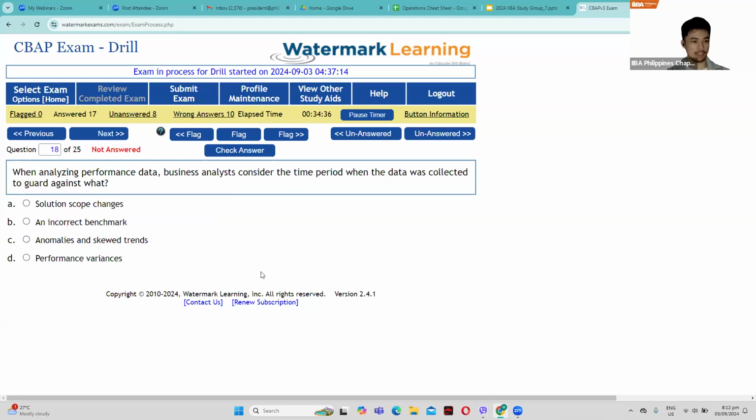When analyzing performance data, business analysts consider the time period when the data was collected to guard against what? A, solution scope changes, B, an incorrect benchmark, C, anomalies and skewed trends, D, performance variances. So why do you look at the time period?